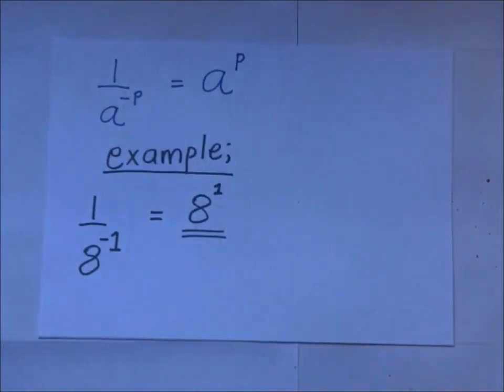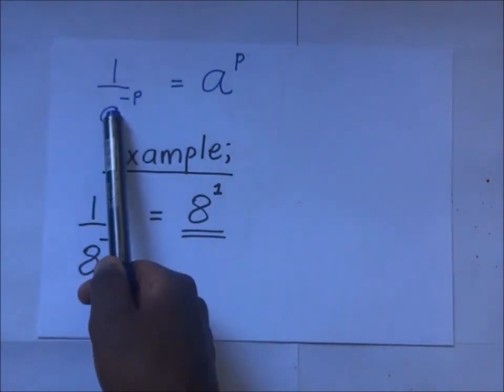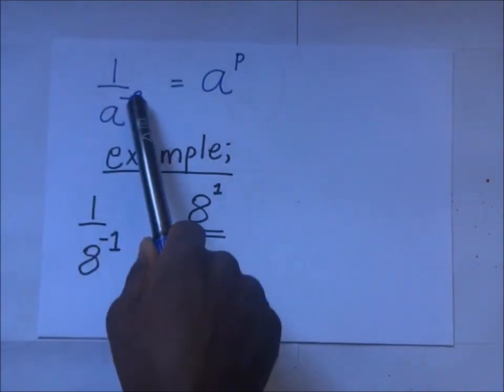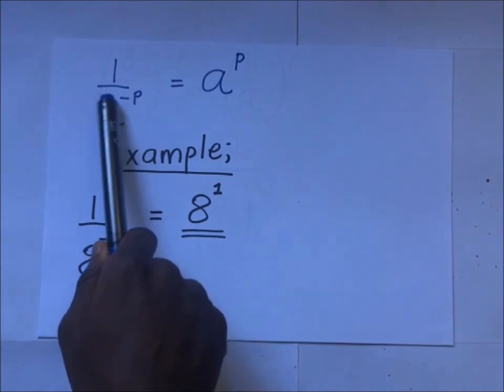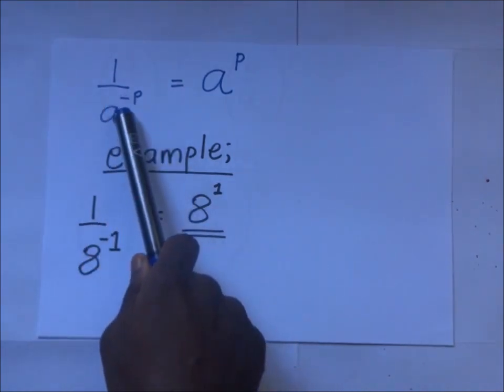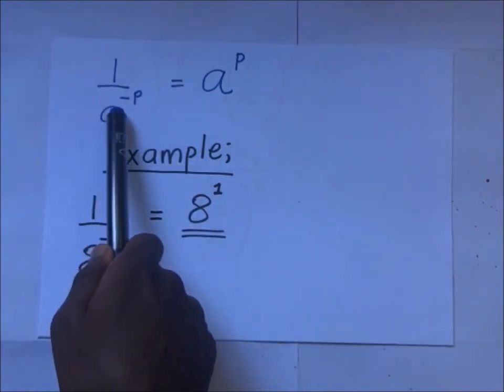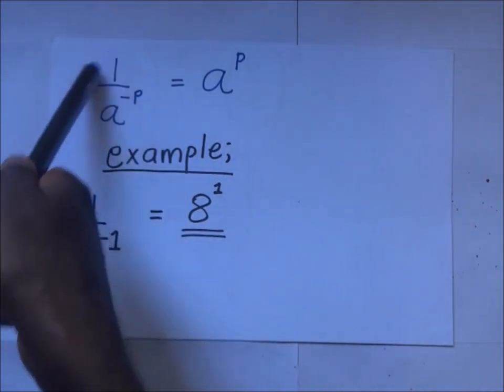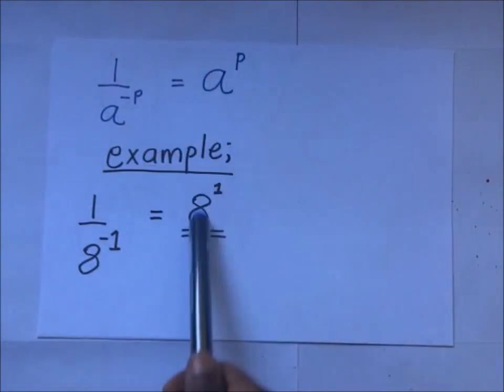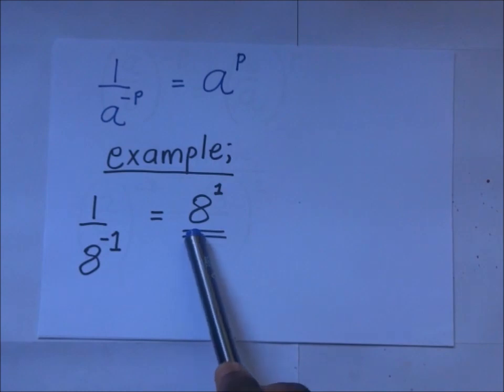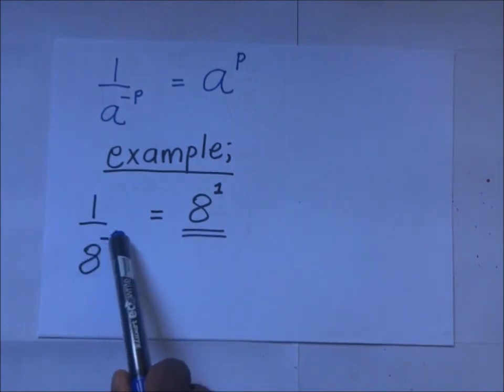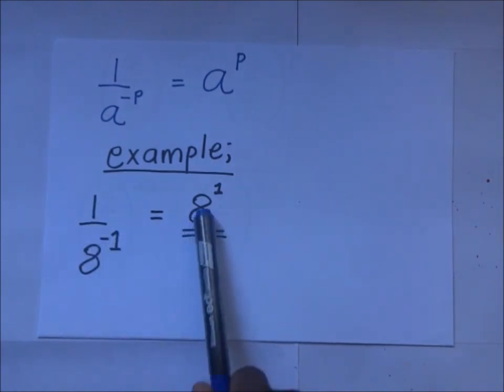This is the reverse of what we did before. 1 over a to the power negative p, to remove that negative means you're going to find the reciprocal of a, and the reciprocal of a means a gets to the numerator and this one gets to the denominator, which is a to the power p. So in our example here, 1 over 8 to the power negative 1 is the same as 8 to the power 1.